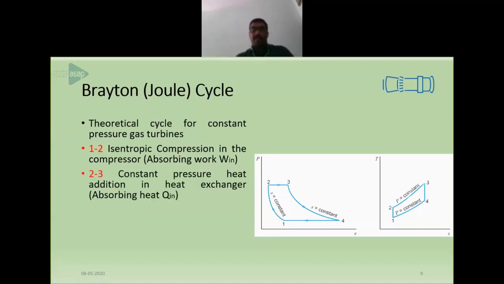The next one, 2 to 3, is a constant pressure process. Here you can see this, 2 to 3 is a constant pressure heat addition.